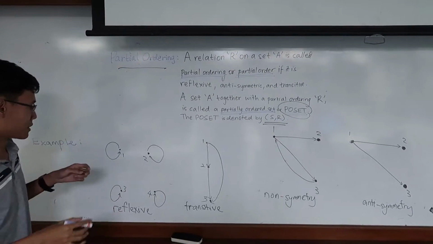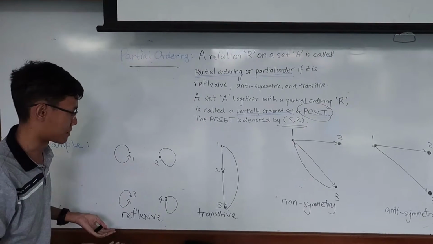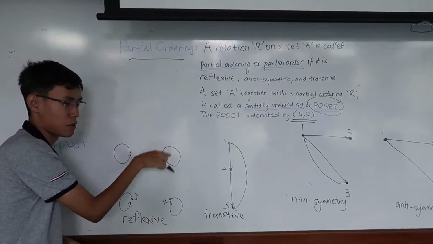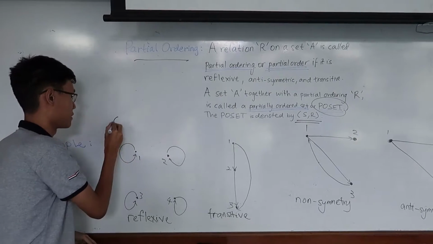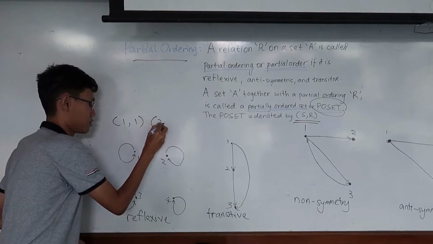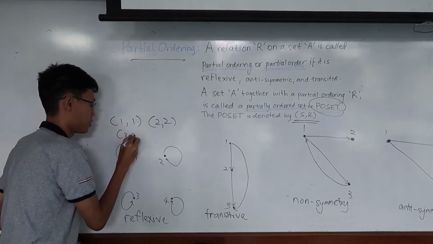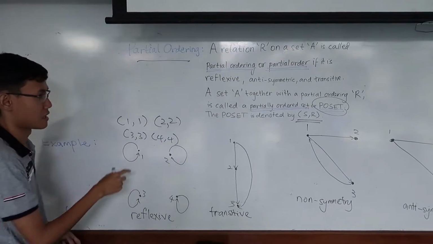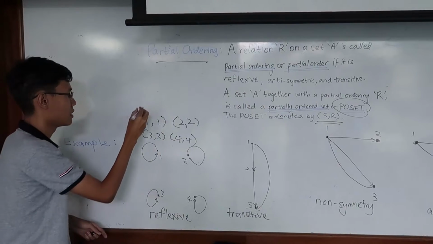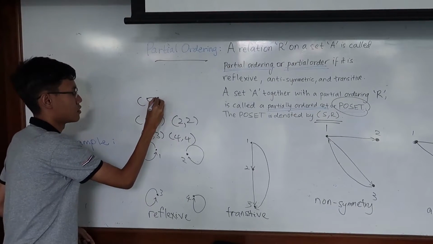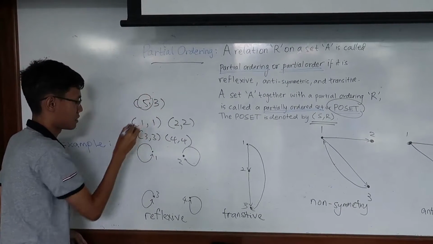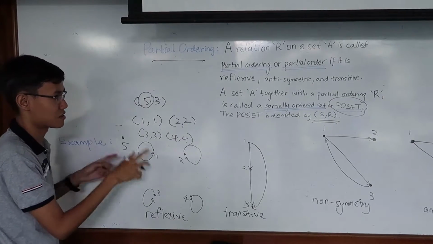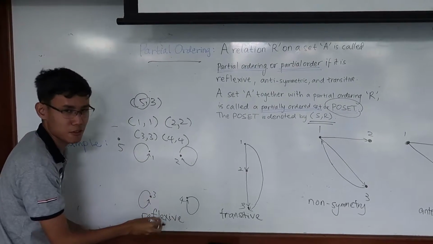If a digraph or a set is said to be reflexive, all elements in the set must be mapped onto themselves. For example, 1,1; 2,2; 3,3; 4,4. If one of the elements is in the set, but let's say it is 5,3, but it does not map onto itself, it means that this set is not reflexive.